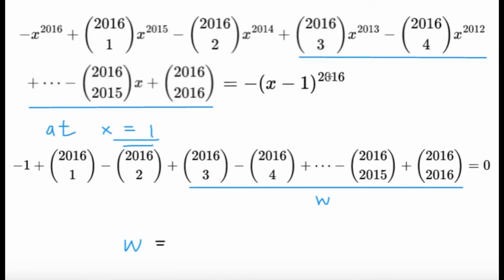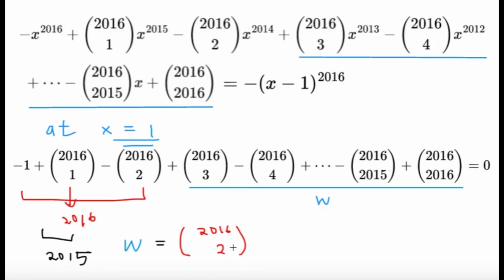So all we have to do is find the value of this w. And in fact, we can just move these three terms to the other side. So w is just going to be equal to 2016 choose 2, minus 2016 choose 1. That's 2016. So negative 1 plus 2016 together is just 2015. So w is just 2016 choose 2 minus 2015. And we can do a little bit better because 2016 choose 2 is just equal to 2016 times 2015 divided by 2. So this is the equivalent form of w.